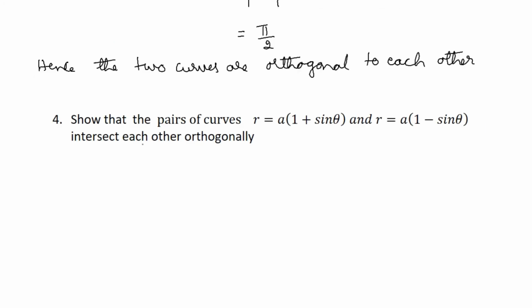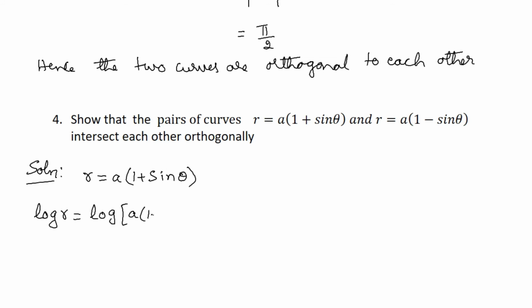The next question is: show that the pair of curves r is equal to a into 1 plus sine theta and r is equal to a into 1 minus sine theta intersect each other orthogonally. So let us take the first curve, r is equal to a into 1 plus sine of theta. Let us take log on both sides. So I will get log of r is equal to log of a into 1 plus sine of theta. This can be written as log of a plus log of 1 plus sine of theta.